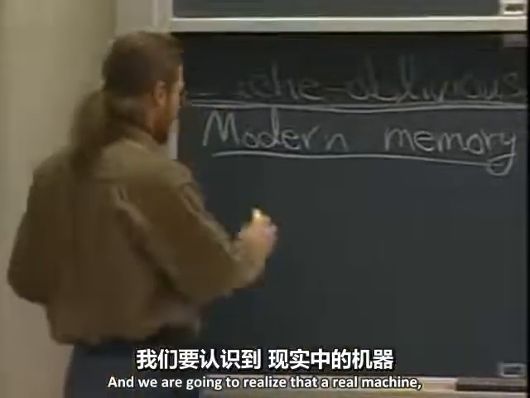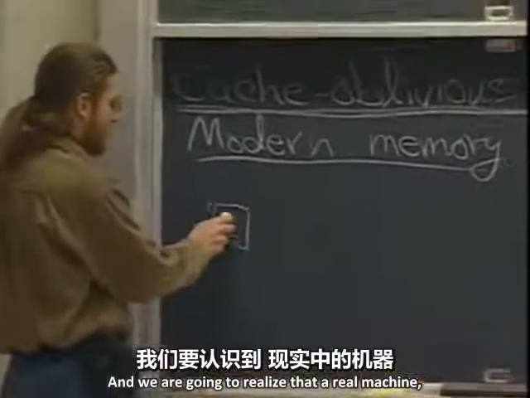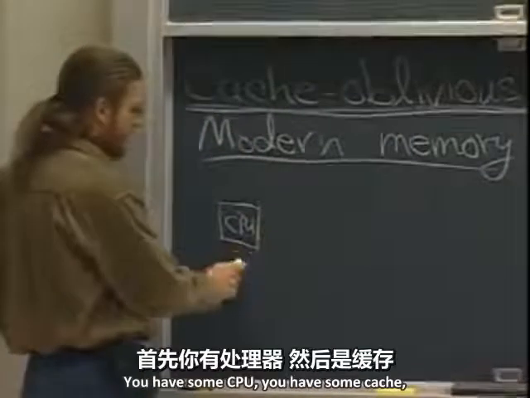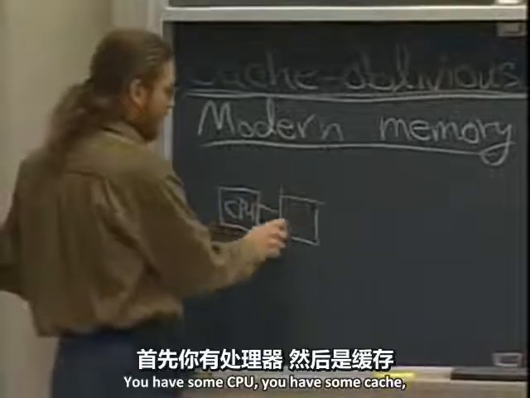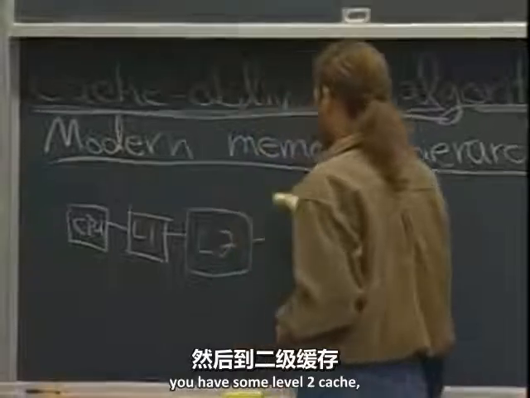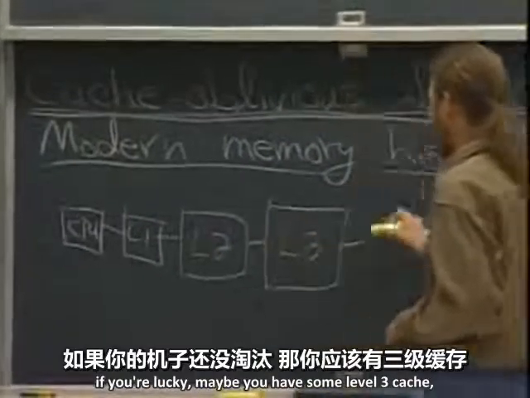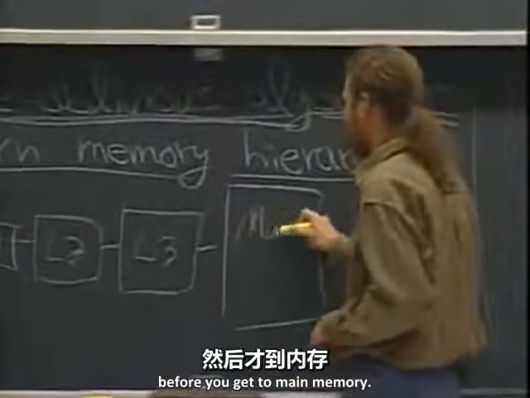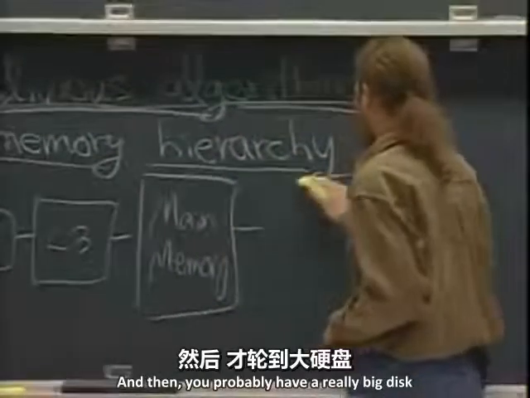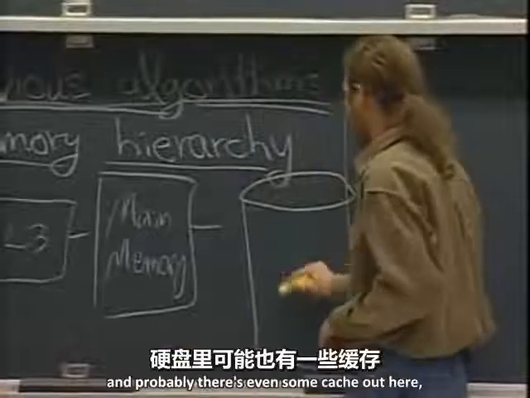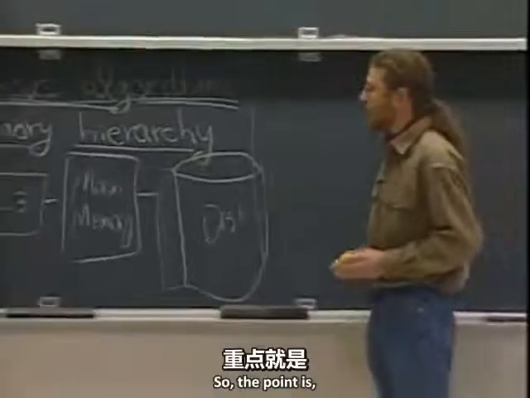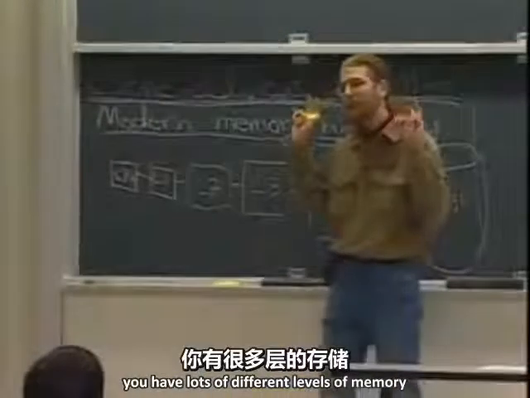We're going to realize that the memory of a real machine is some hierarchy. You have some CPU, you have some cache, probably on the same chip, level 1 cache, you have some level 2 cache. If you're lucky, maybe you have some level 3 cache before you get to main memory. And then you probably have a really big disk. And probably there's even some cache out here, but I won't even think about that. So the point is you have lots of different levels of memory.